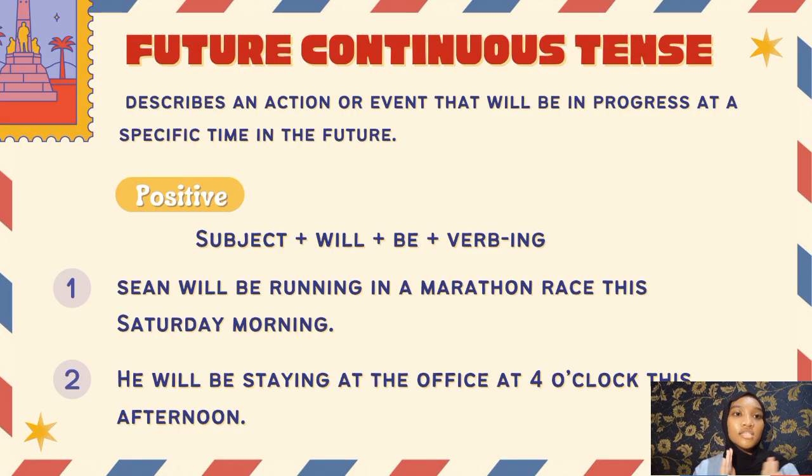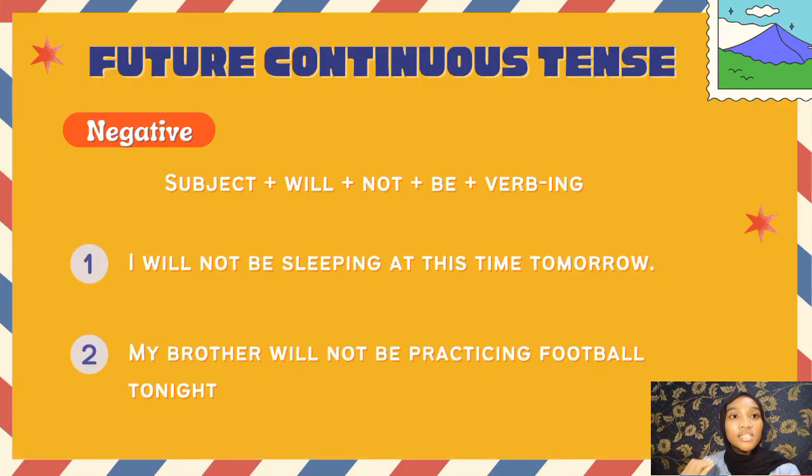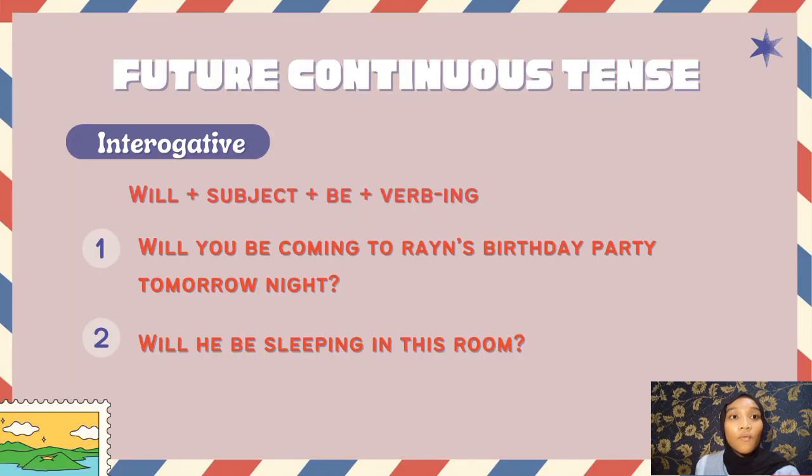Next is future continuous tense. The future continuous tense is used to describe an action that will be in progress in the future at a specific time. For the positive forms, the formula is subject, will, be, and verb ing. For the negative forms, we use subject, will, not, be, and verb ing. For the interrogative forms, the formula is will, subject, be, and verb ing.